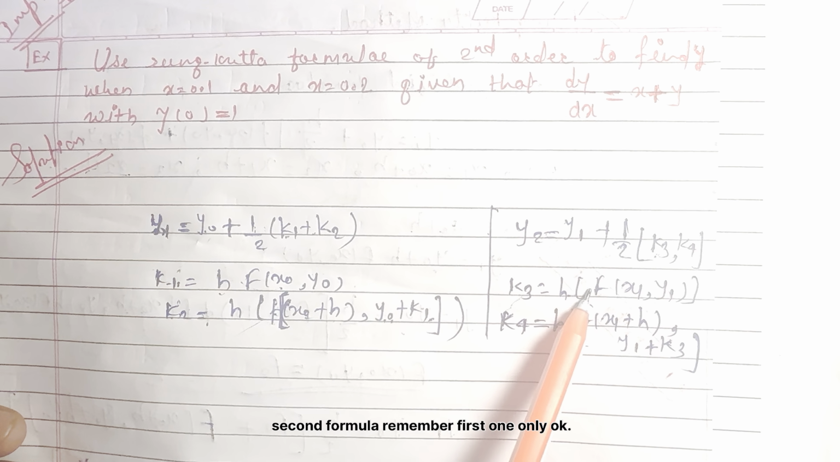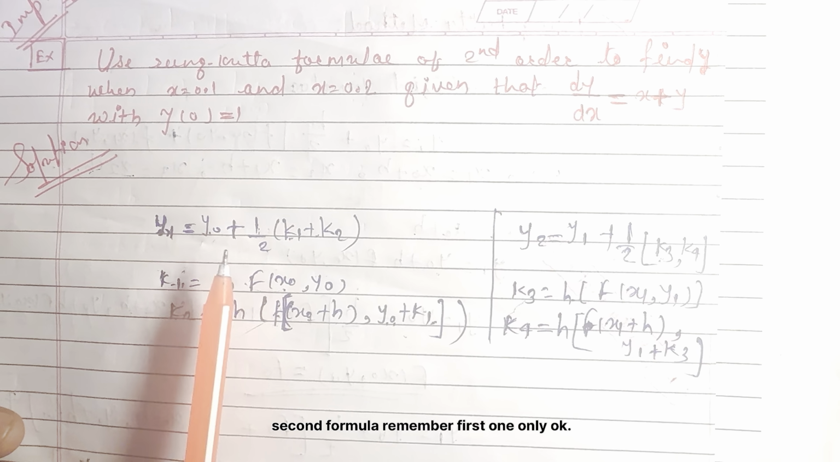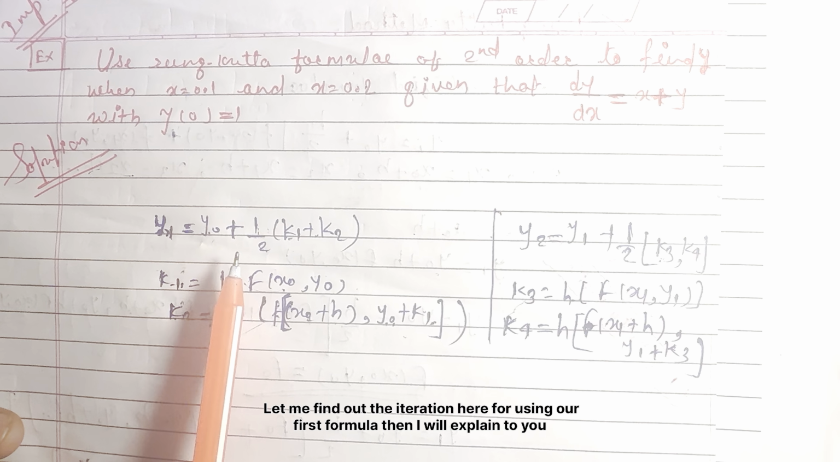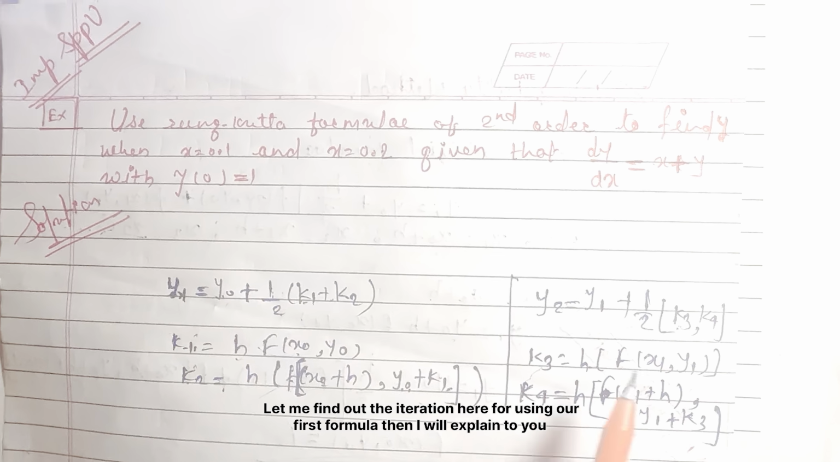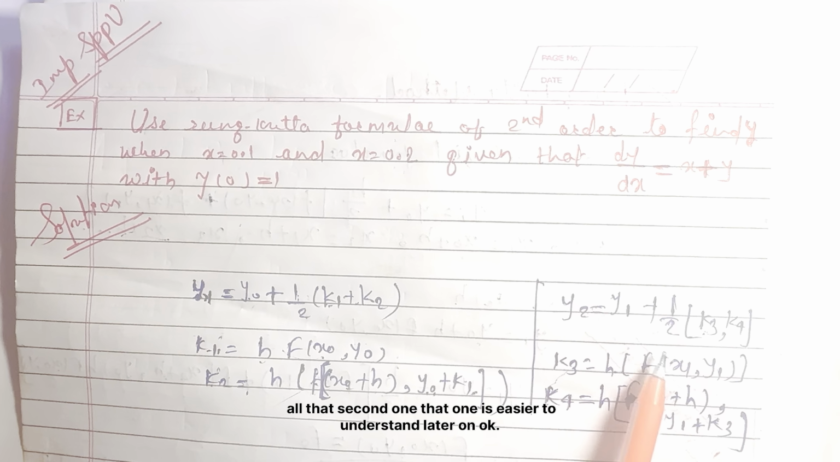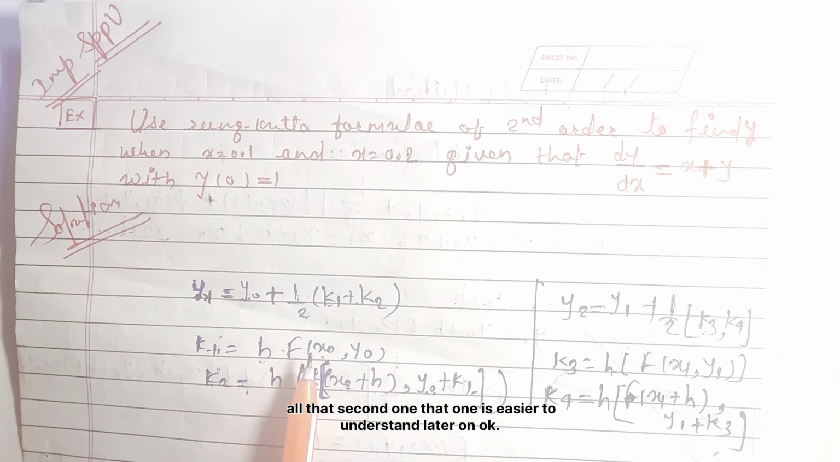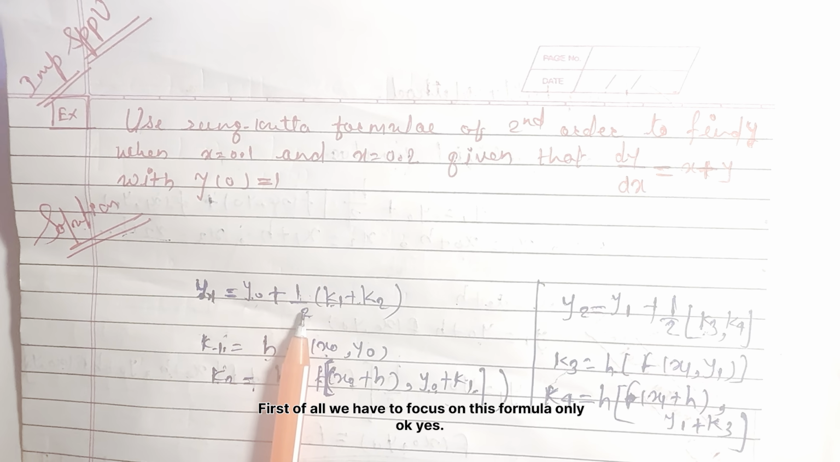Okay, ignore that second formula, remember first one only. Let me find out the iteration here using our first formula, then I will explain to you all that second one. That one is easier to understand later on. First of all we have to focus on this formula only.